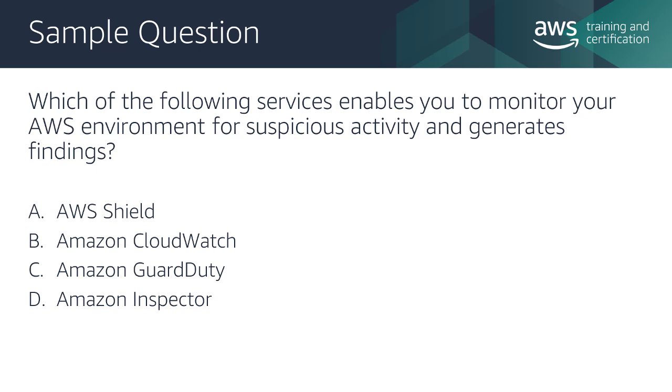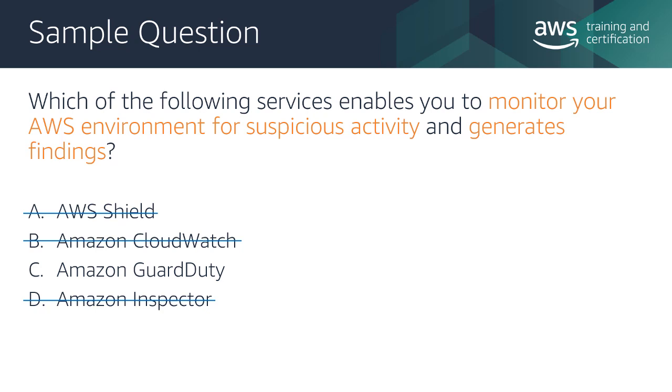Next question. Which of the following services enables you to monitor an AWS environment for suspicious activity and generate findings? This again is where it's important to know Shield, CloudWatch, GuardDuty, Inspector. Now, we're first going to eliminate option A, AWS Shield. Shield is great. It takes care of DDoS attacks, but it's not about generating findings. It's not a monitoring system. Now, CloudWatch is a monitoring system, but it doesn't monitor for suspicious activities. It also does not generate findings.